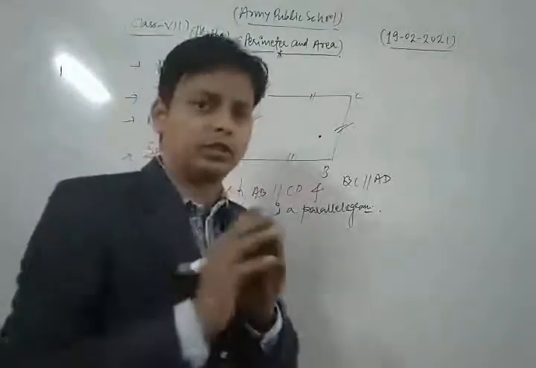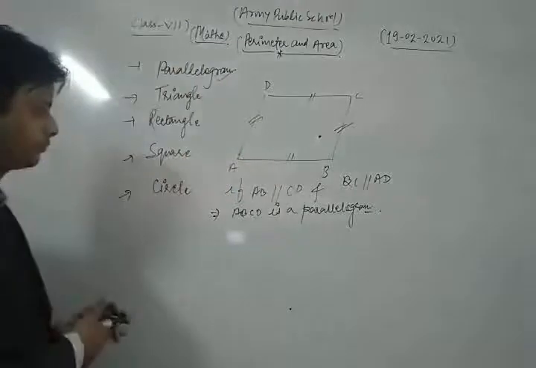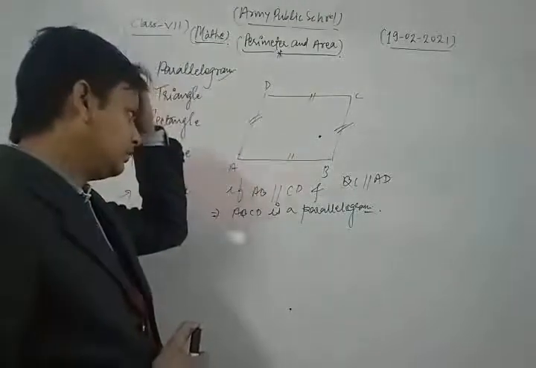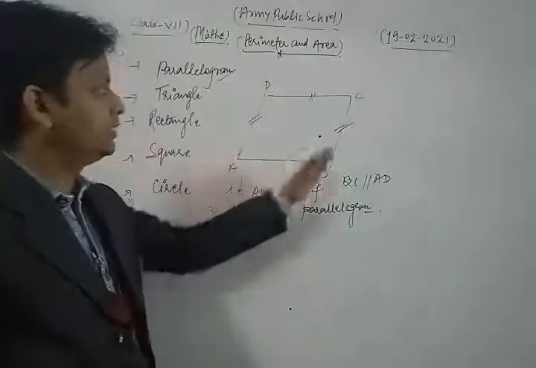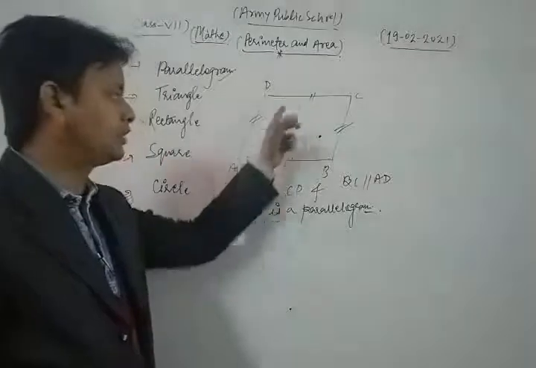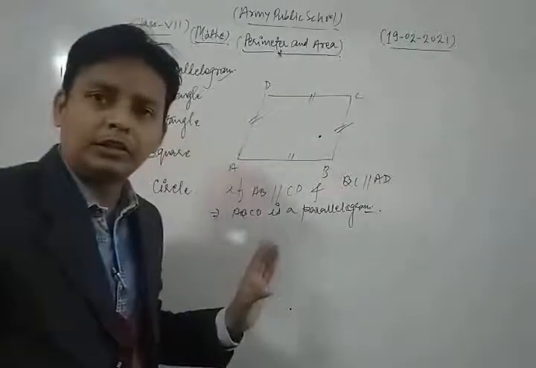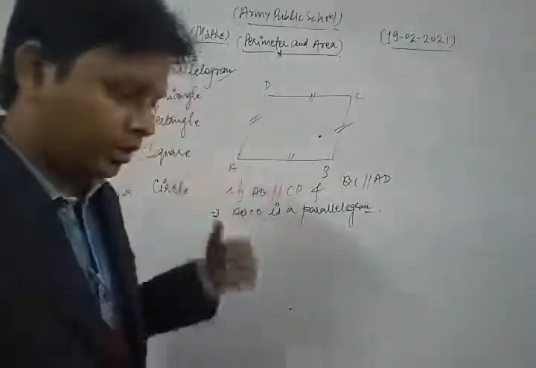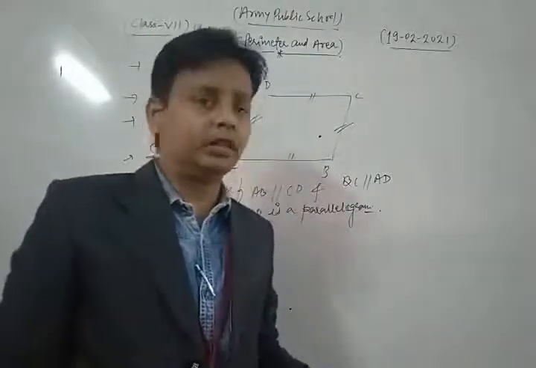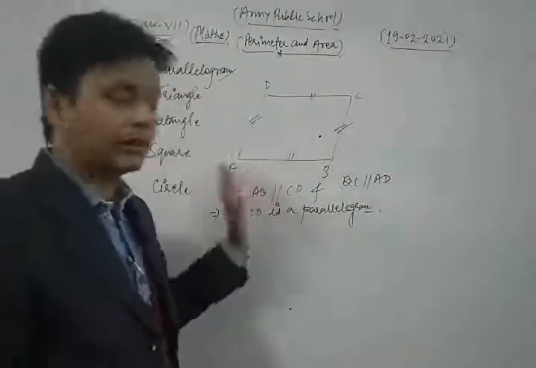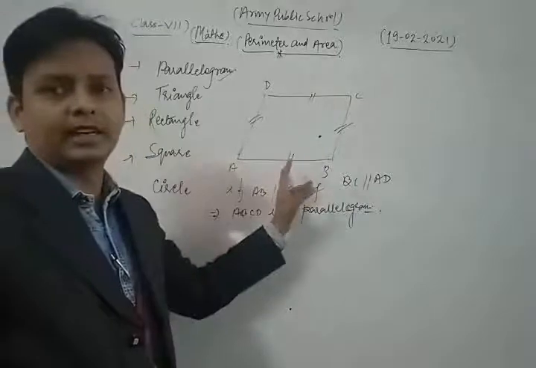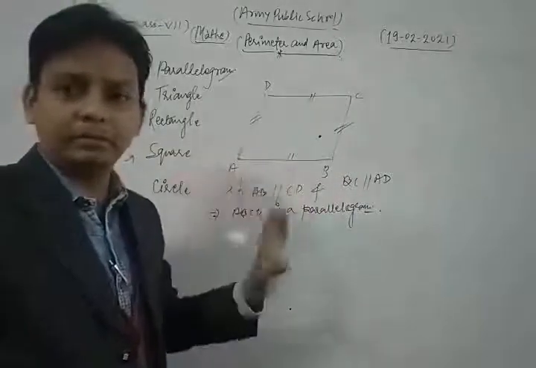So ABCD is a parallelogram, dear friends, if and only if the opposite sides of the quadrilateral are parallel to each other. Now, what is the general formula of a parallelogram? If I ask you the value of its perimeter, the perimeter is the sum of all its sides: AB, BC, CD, DA.